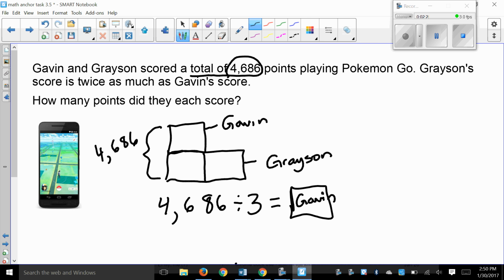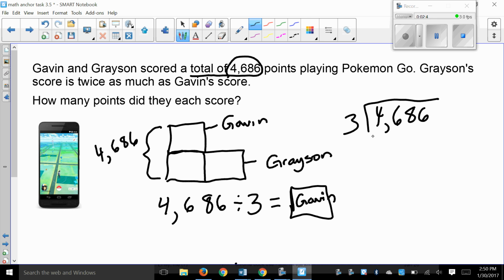Right? So I can divide that however I'd like. I could use my long division. I could use my partial quotients. Let me set it up. I'm going to do 4,686, my dividend, divided by 3, my divisor.